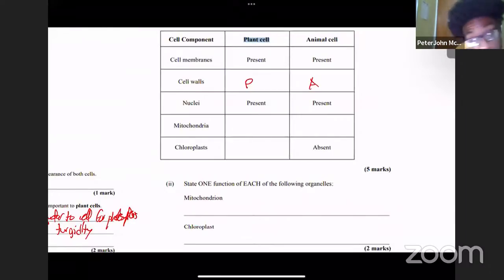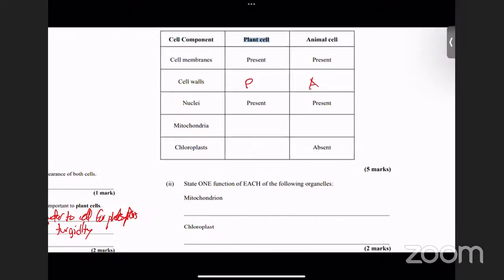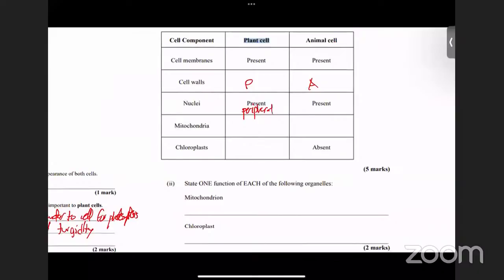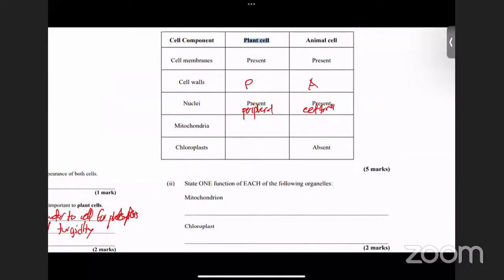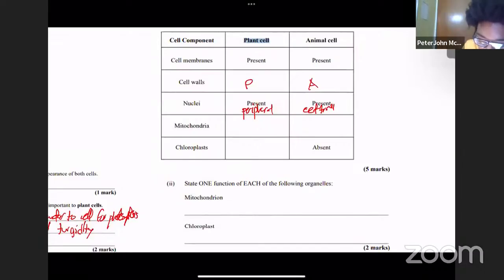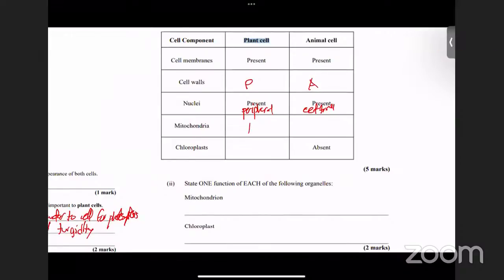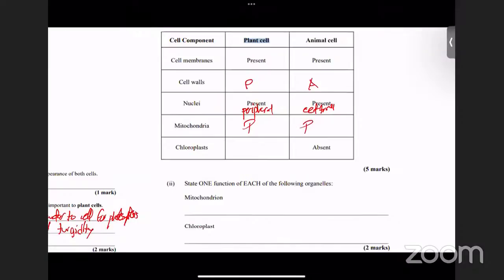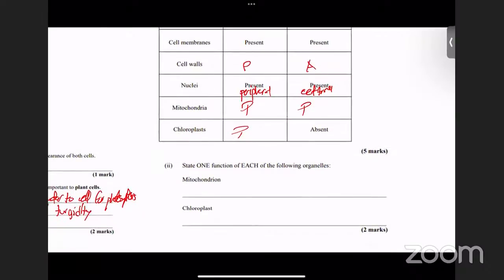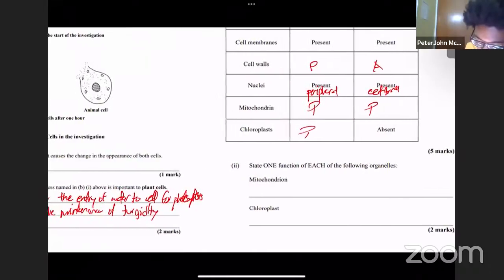Nuclei. Describe the plant nuclei. How is it placed? Peripherally. Animal cell: central. Mitochondria. Do plant cells have mitochondria? Yes, sir. Animal, yes, sir. Chloroplast. Do plant cells have chloroplast? Yes, sir. Do animal cells have chloroplast? No, sir. Okay. State one function of each of the mitochondria.